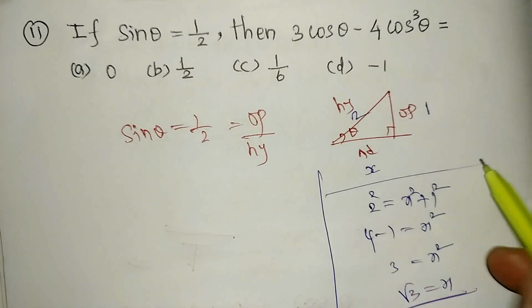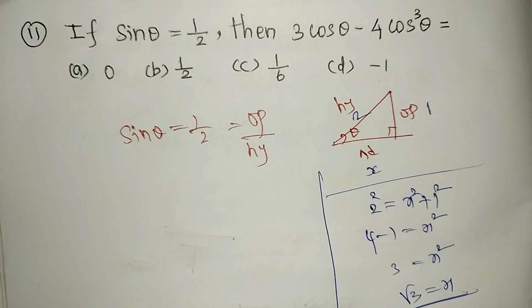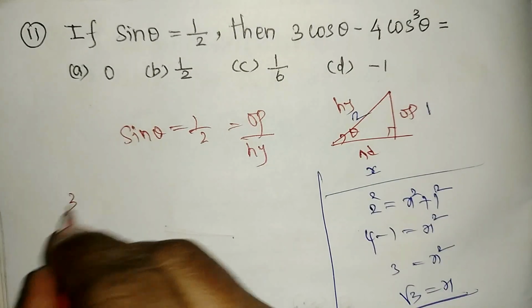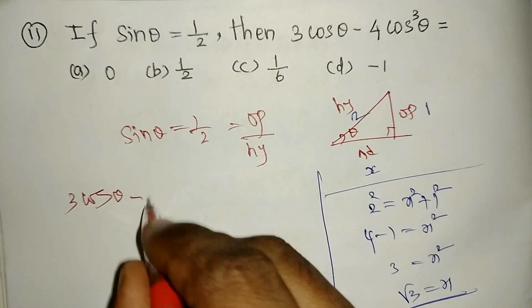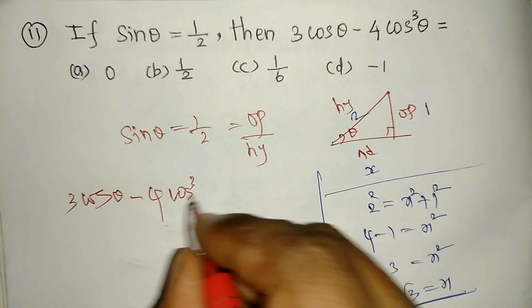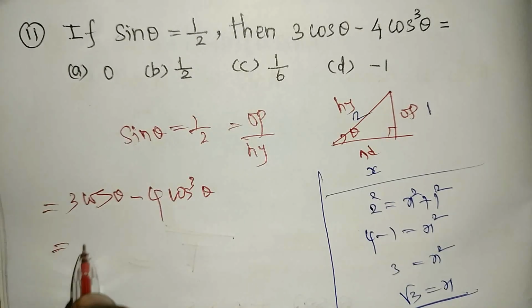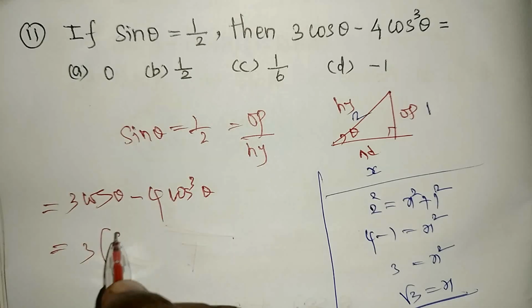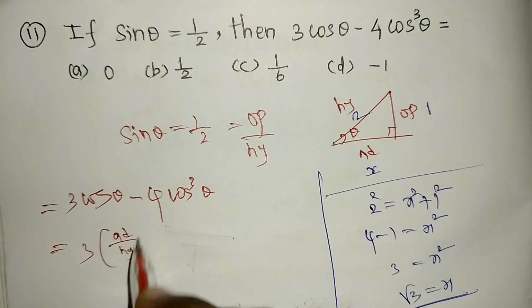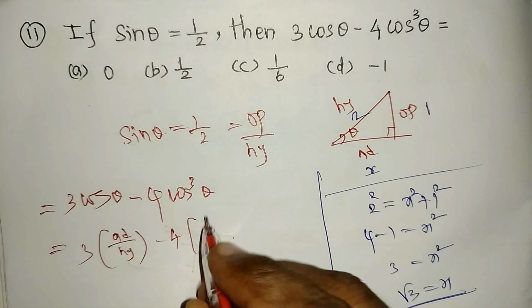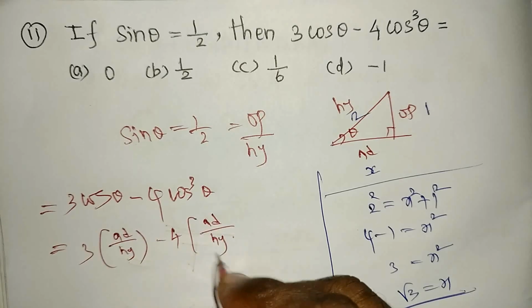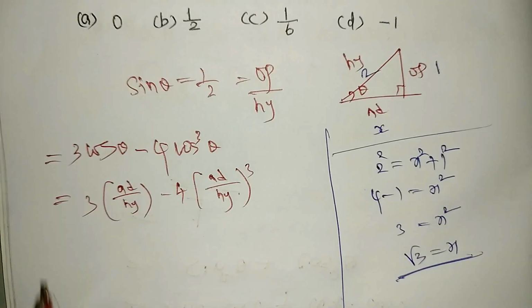Okay, adjacent is root 3. Right. Now they have asked 3 cos theta minus 4 cos cube theta. Now we'll go for this: 3 into cos, in the sense we know very well, adjacent divided by hypotenuse, minus 4 into adjacent divided by hypotenuse cube. Now we'll go for the answer.